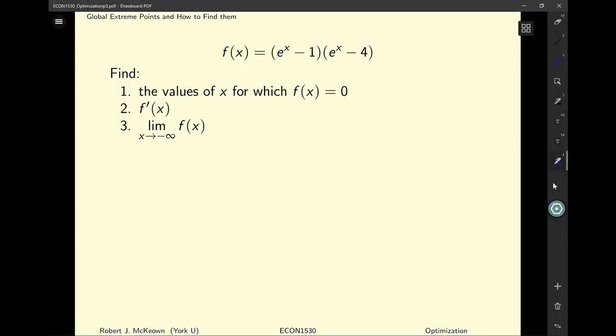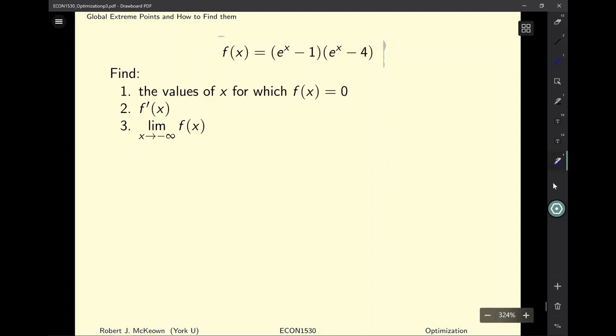Let's tackle this tricky problem. We've got a function with the natural exponent, and we've got a couple of tasks that we want to do. The first is it says find the values of x for which f of x is equal to 0.